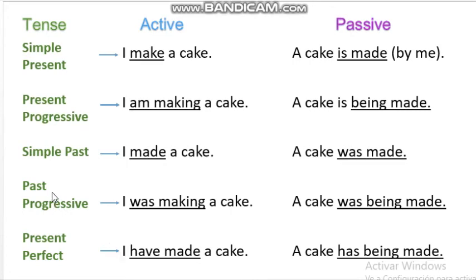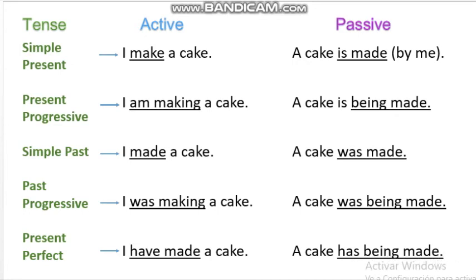Okay. We have past progressive. Past progressive says, I was making a cake. The past progressive is was making. So it's going to change in the passive: A cake was being made. Present perfect. I have made a cake. Have made is the present perfect. So it changes into a cake has been made.